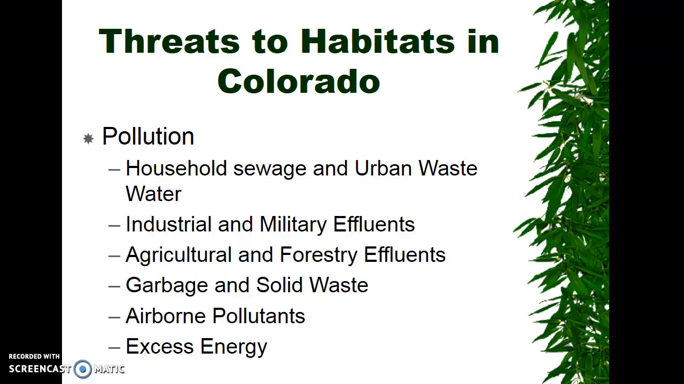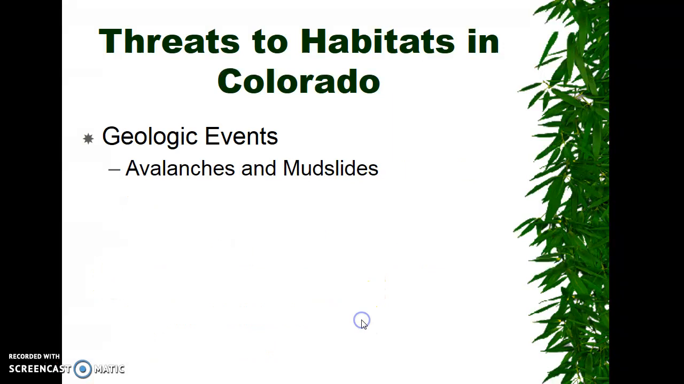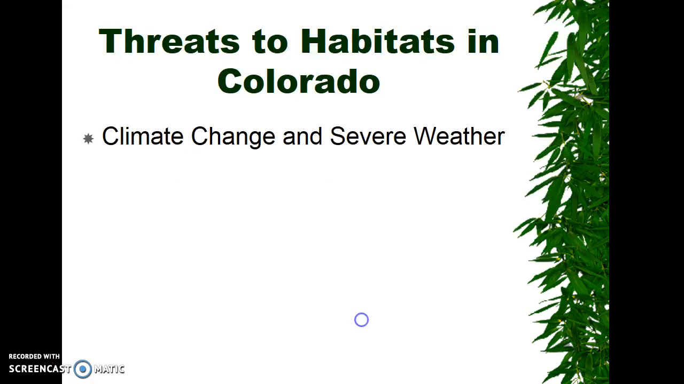intuitive, but the excess energy might just simply be things like noise pollution. It might be things like heated water from power plants that then change the temperature of the water in the streams. It could be light pollution from our cities at night. All of these things can impact our wildlife. And geologic events, avalanches and mudslides would be the ones that would happen in Colorado that might change habitat. In other places, it might be earthquakes and hurricanes, but that wouldn't happen here in Colorado.